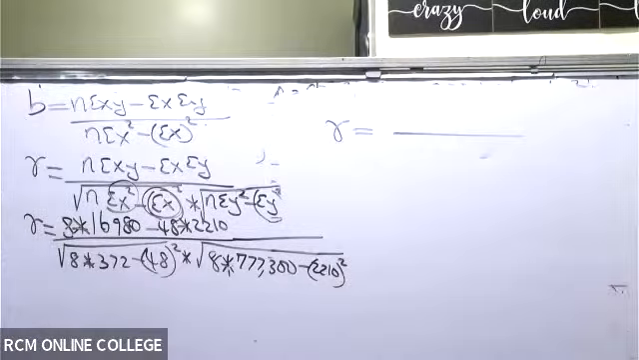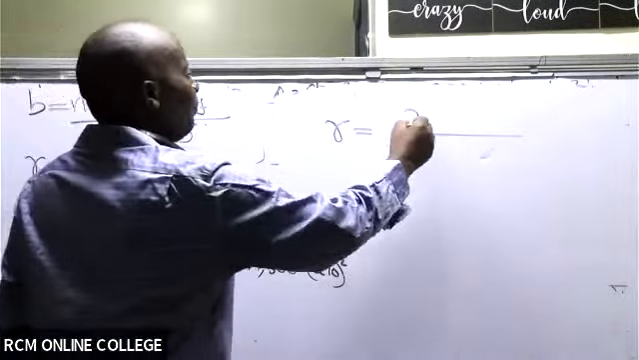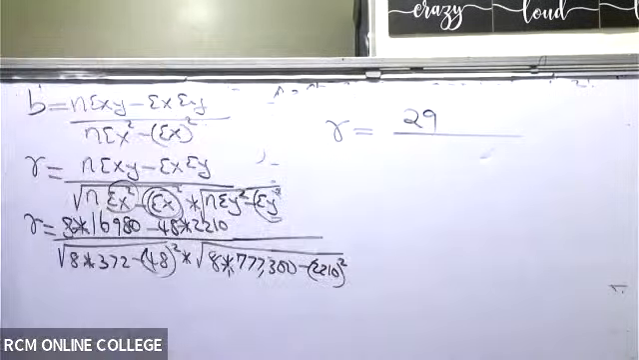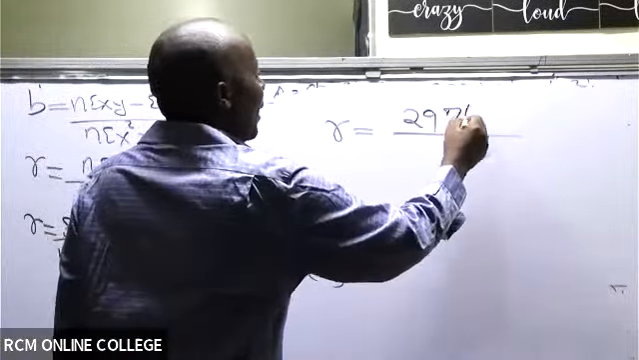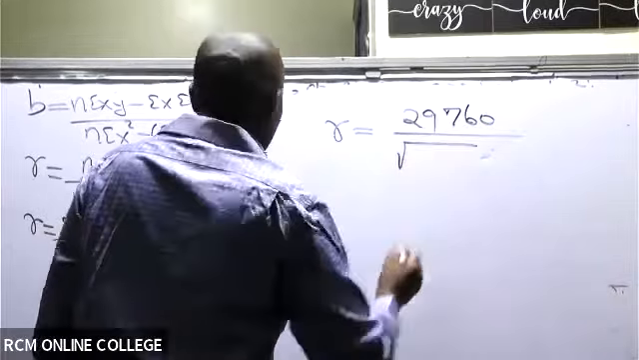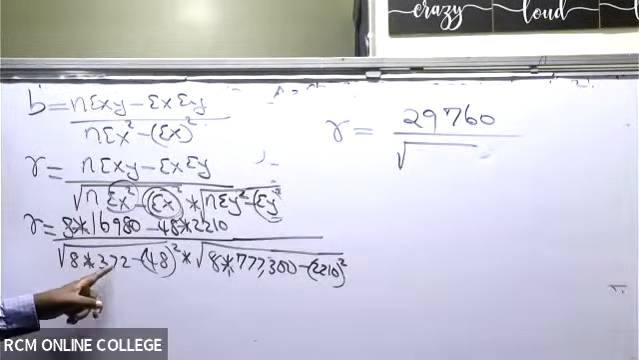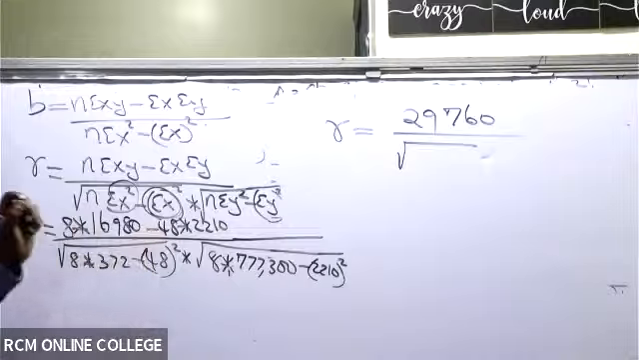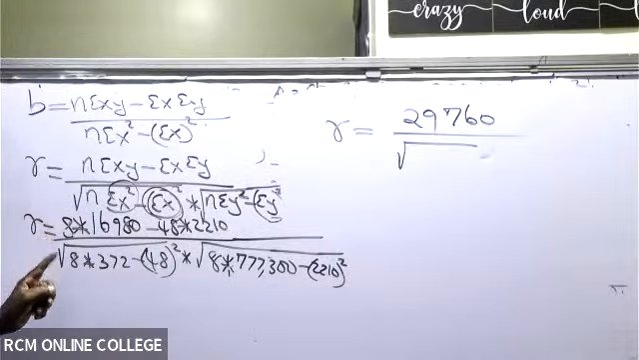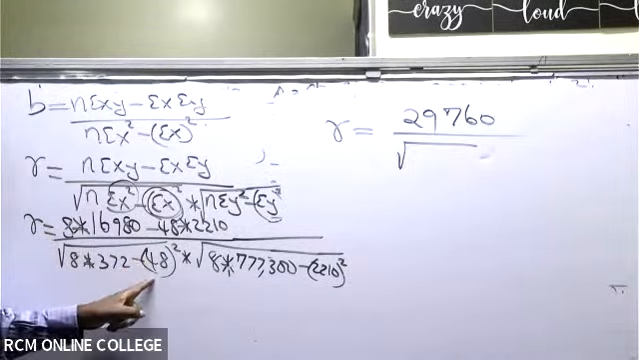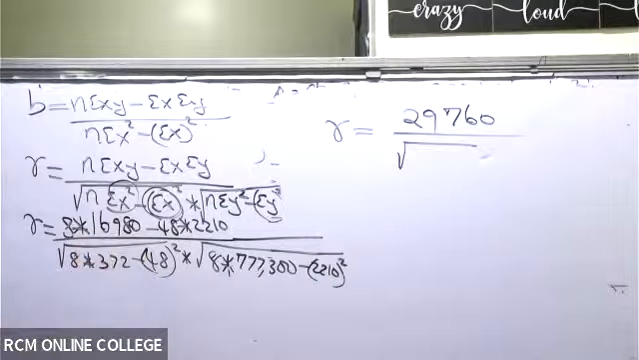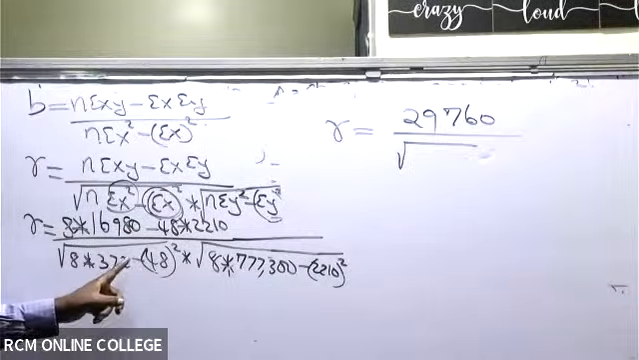So they have confirmed that the numerator is 29,760. 29,760 divided by. Is there somebody who is able to give me what we have under the square root here? 8 times 372 minus 48 squared. Please give me that figure, just that.